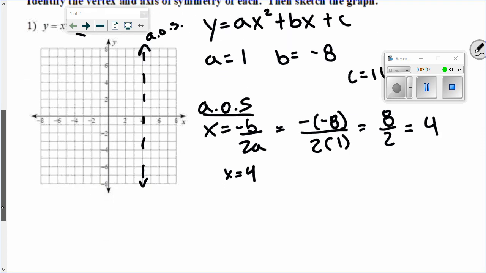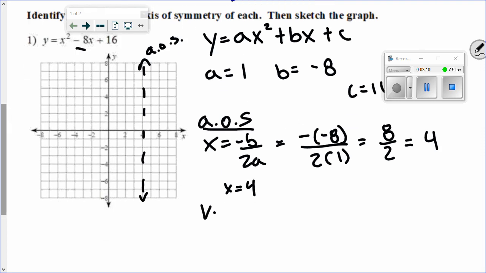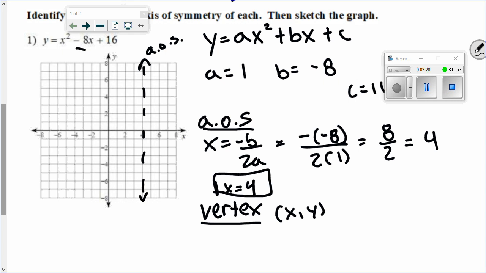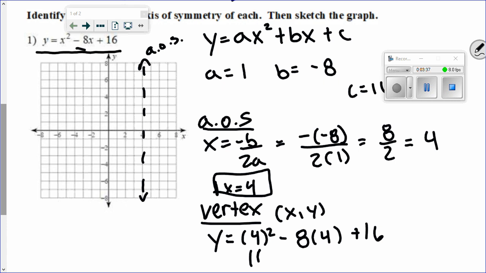From there, we find the vertex. Again, that's an xy ordered pair. We use this x value in our original equation. So y is equal to, well, the x value that we're using is 4, so 4 squared minus 8 times 4 plus 16. We simplify this: 16 minus 32 plus 16, so that ends up being 0. Y equals 0. So I plugged in 4 for x, I got 0 for y. So my vertex is at (4, 0).